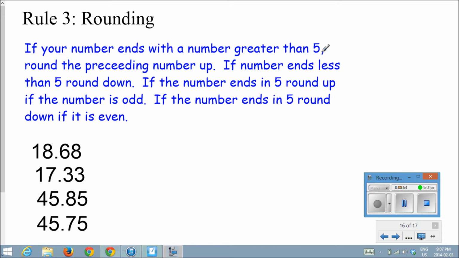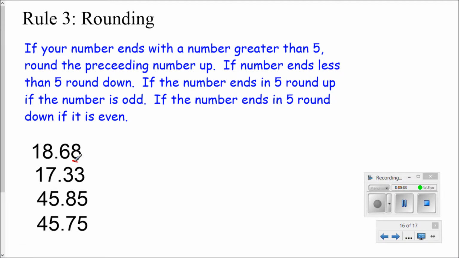If your number ends with a number greater than 5, round the preceding number up. Let's take a look. Here, the number is greater than 5, so therefore my answer is going to be 18.7. That's pretty easy. If the number ends less than 5, round down. Our number here is less than 5, so therefore we're going to round this number down to 17.3.